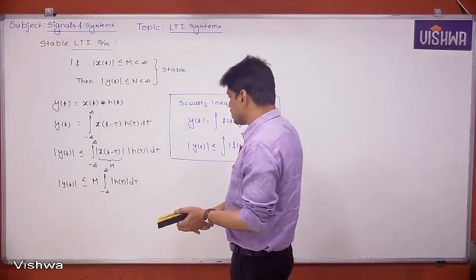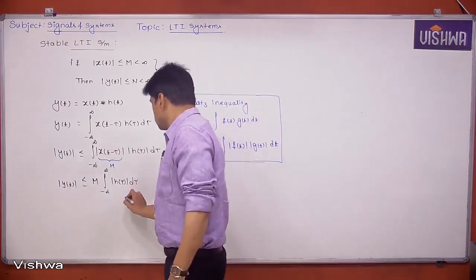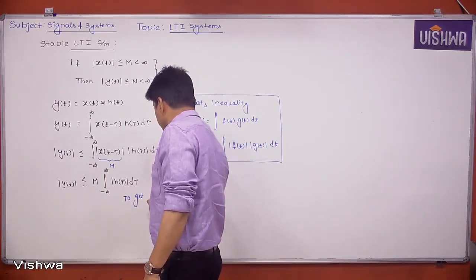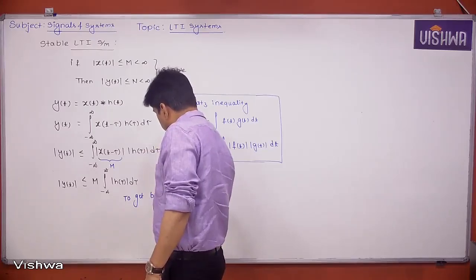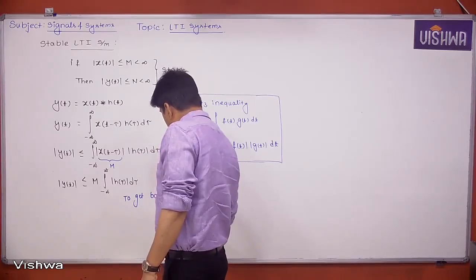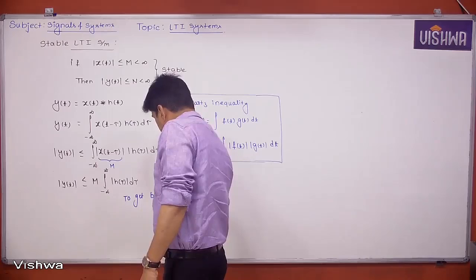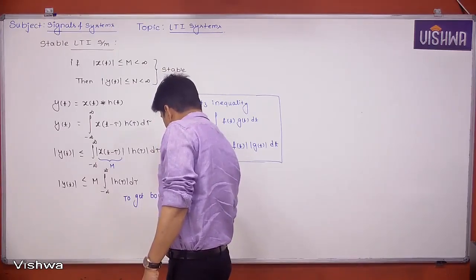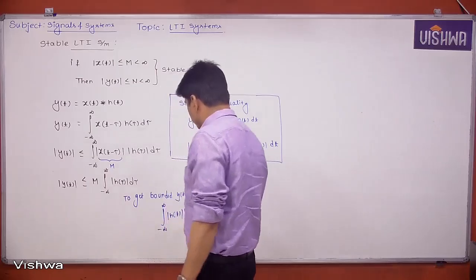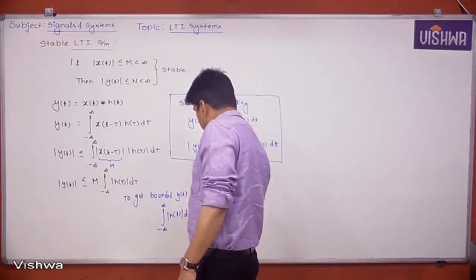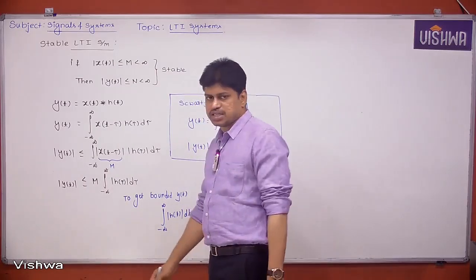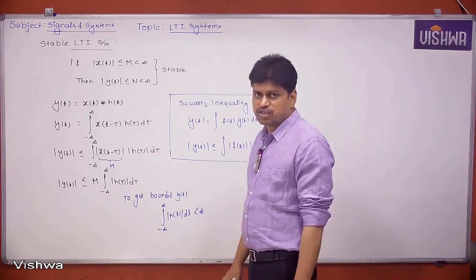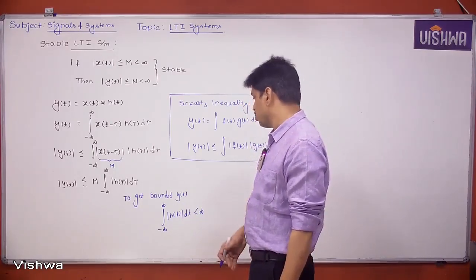So what is the condition? To get bounded y of t, integral minus infinity to infinity mod h of tau, or h of t, I can change the variable, dt less than infinity. So this is the condition we have to get, so that y of t is a bounded function if x of t is a bounded function.